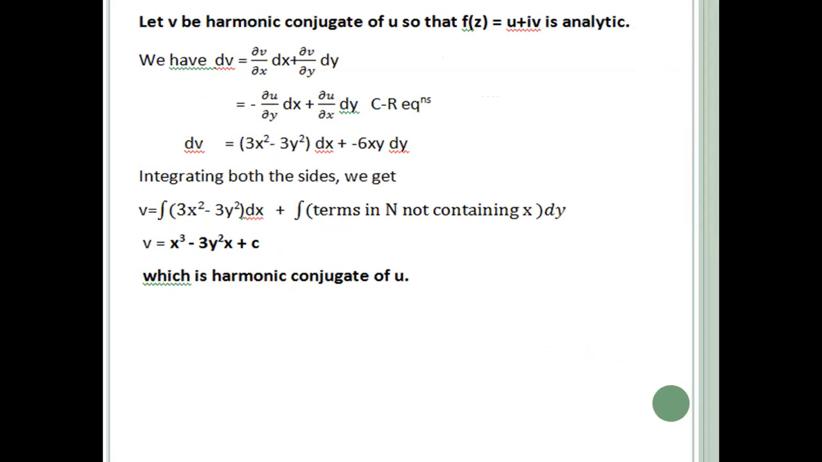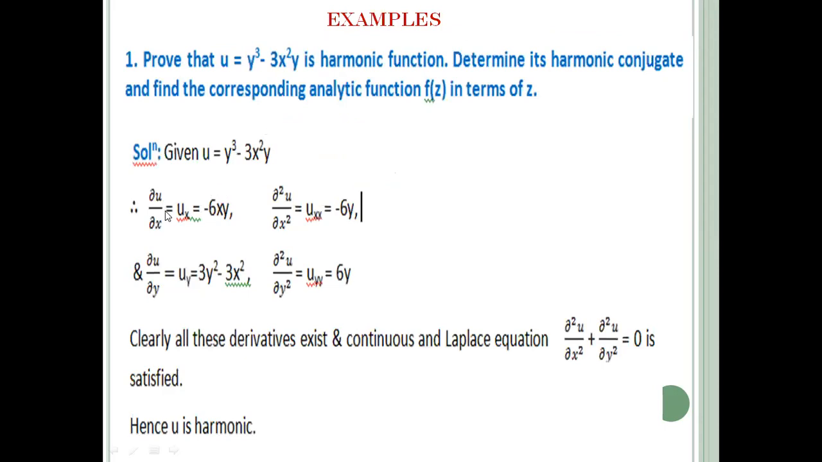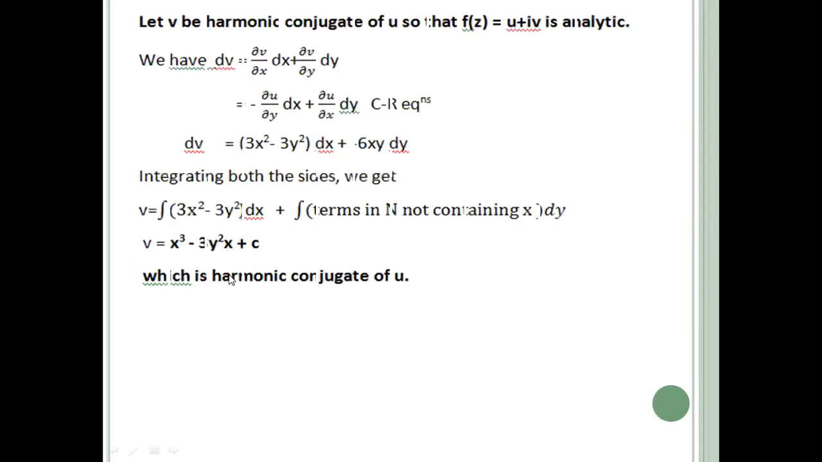Next, find the conjugate. Let us take v, the conjugate of u. So dv is ∂v/∂x into dx plus ∂v/∂y into dy. Therefore, by using CR equations, replace it in the form of u: minus ∂u/∂y, and it is ∂u/∂x. Therefore, this is minus of ∂u/∂y, which is 3x² − 3y², because ∂u/∂y you already got as 3y² − 3x². Minus of that becomes 3x² − 3y², and this is minus 6xy. Already you got it in the previous slide: ∂u/∂x is −6xy, ∂u/∂y is 3y² − 3x². That you have to substitute.